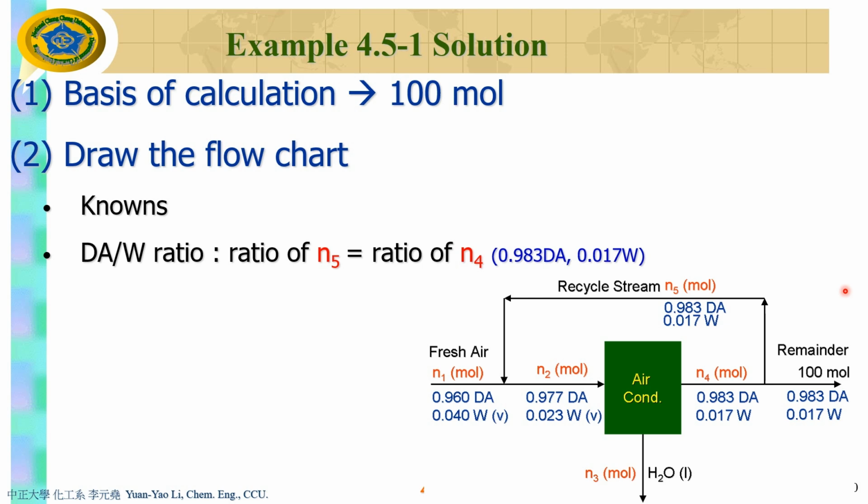Okay. Well, sorry, I think I missed one piece of information. The information is that the ratio of the dry air and water in number 5 is equal to the ratio in number 4, right? So the ratio of number 5 is equal to the ratio of number 4. And you have 5 unknowns.